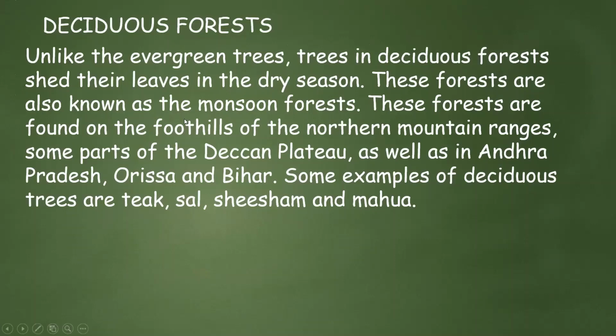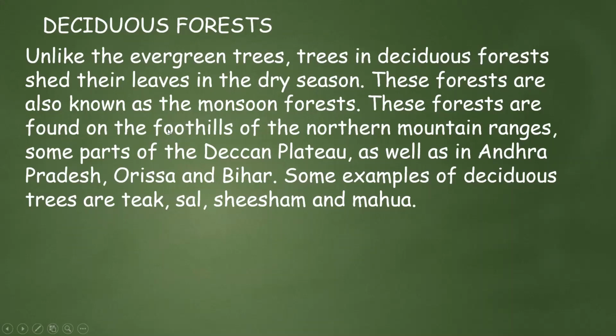These forests are found on the foothills of the northern mountain ranges, some parts of the Deccan Plateau, as well as Andhra Pradesh, Orissa, and Bihar. Some examples of deciduous trees are teak, sal, shisham, and mahua.